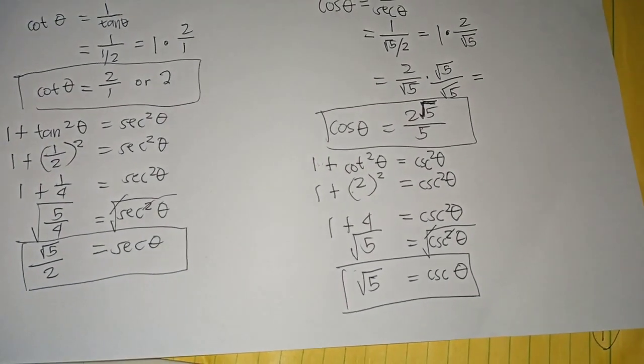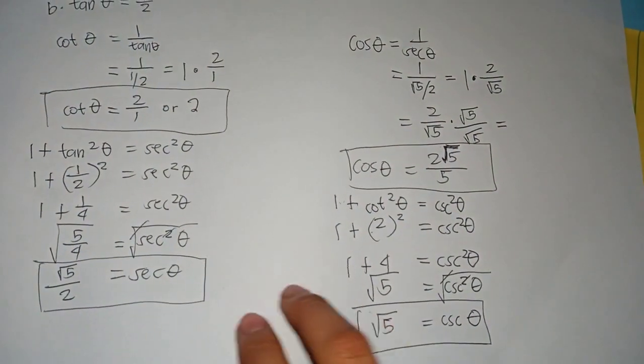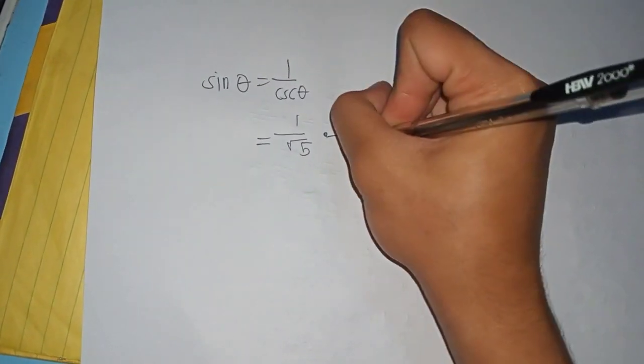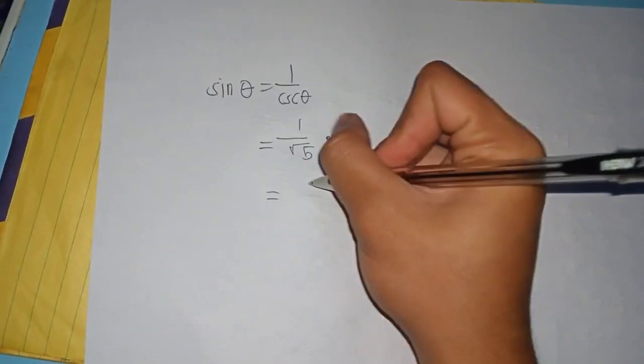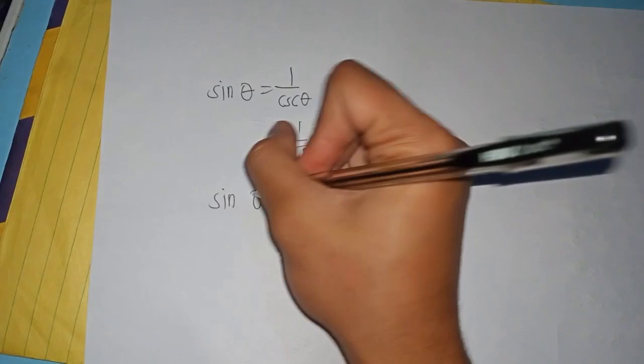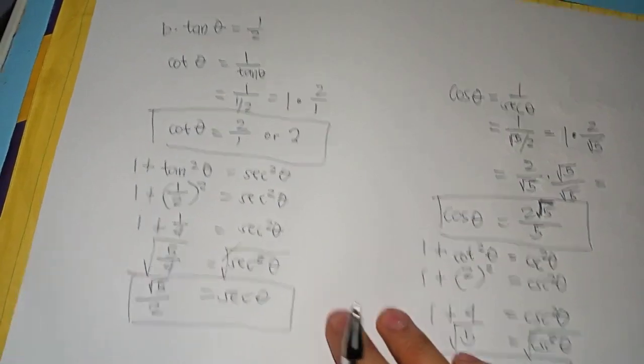Next, only one is lacking, so sine. We're going to find sine using reciprocal identities. Sine theta is equal to 1 over cosecant theta. So substitute 1 over square root of 5, rationalize by square root of 5. So we have here square root of 5 over 5. So this is going to be our sine theta. So all 6 trigonometric functions are given.